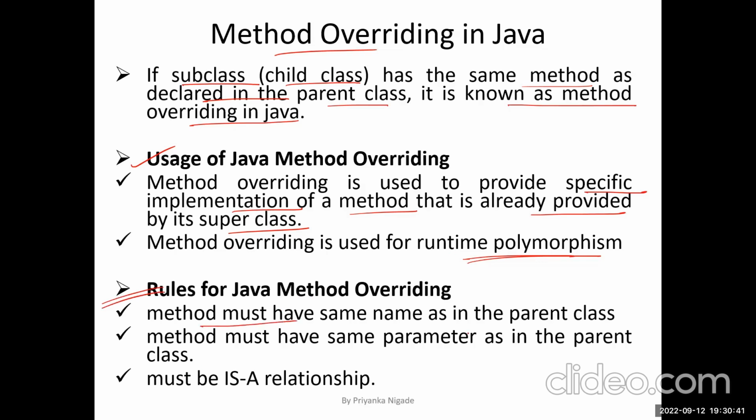What are the rules to achieve it? The method must have the same name as it is in the parent class. The method must have the same parameters and the same return type, whatever the parent class has. And both classes must be in an is-a relation, that means there should be inheritance. Both classes should be in a relation. Then only you can override a method. Got the concept, everybody?